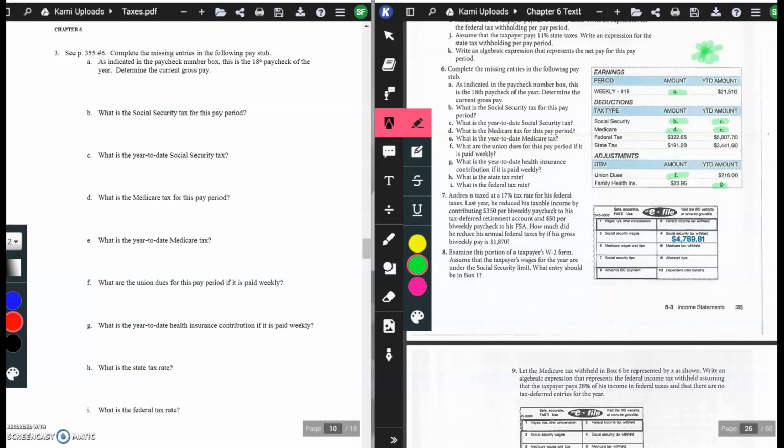So it says, as indicated in the paycheck number box, this is the 18th paycheck of the year. Okay, so right here it says weekly paycheck. So you get it every week, 52 weeks in a year. This is paycheck number 18. Determine the current gross pay. So YTD right here is year to date. That means from the start of January 1 to currently here at week 18, we have made $21,510.